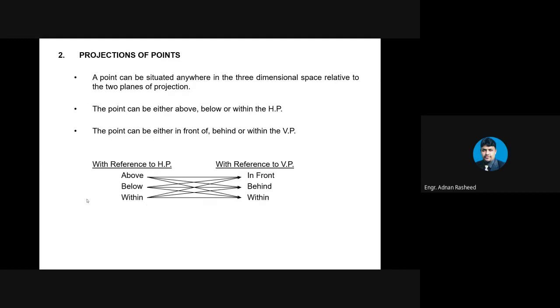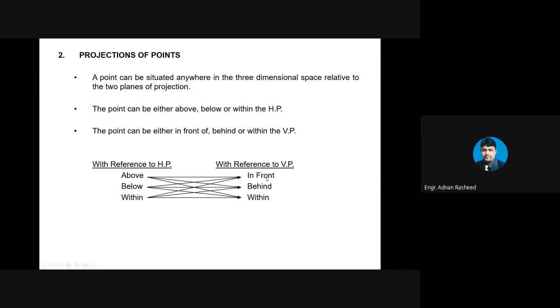So with reference to the horizontal plane, the point can be above the horizontal plane, below the horizontal plane, or within the horizontal plane. And the same case is with reference to the vertical plane. The point may be in front of the vertical plane, behind the vertical plane, or within it. Now we have a point with reference to the horizontal plane and a point with reference to the vertical plane. So we have three combinations over here and three combinations over here.